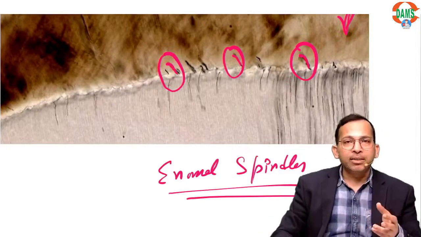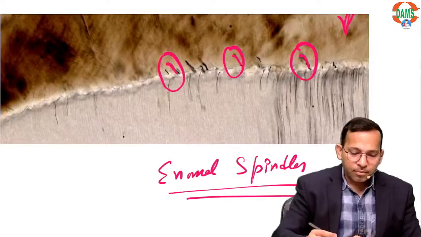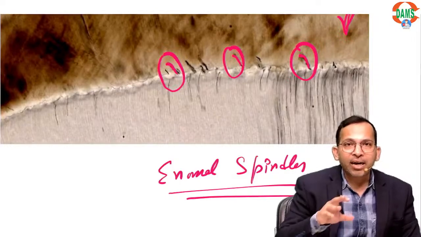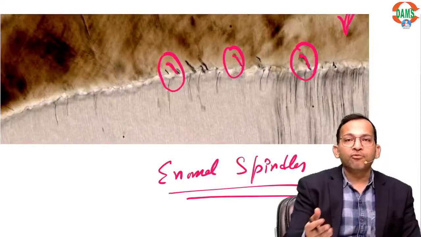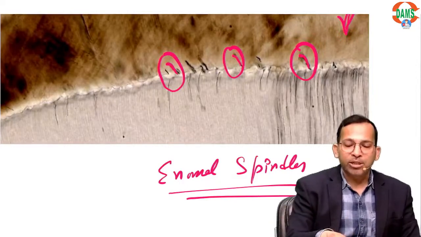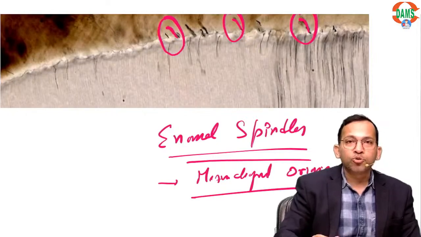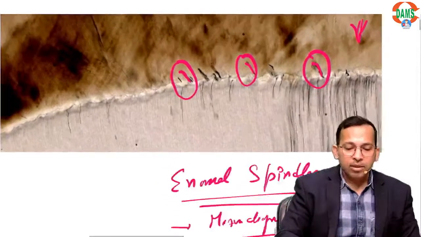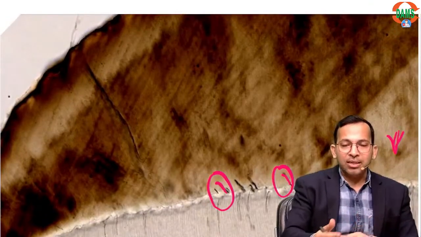And what are enamel spindles? These are the extensions of odontoblastic processes into the enamel. And if I ask you, is there any component of enamel which is not of ectodermal origin, rather of mesenchymal origin, then it is this enamel spindle. So these enamel spindles are of mesenchymal origin as opposed to the ectodermal origin of the rest of the structures of the enamel. So can you tell me any other peculiar feature that you have noticed in this diagram?